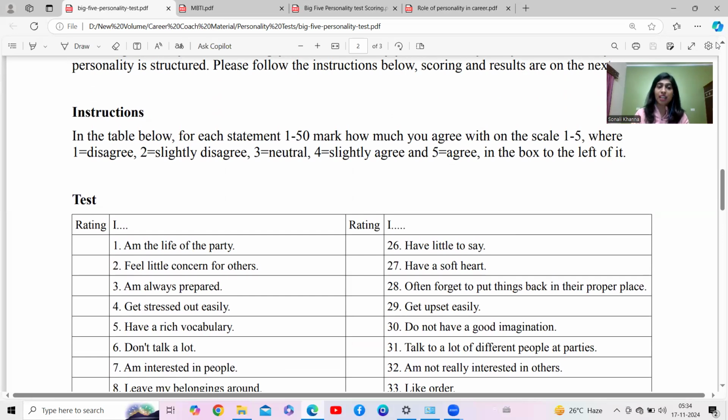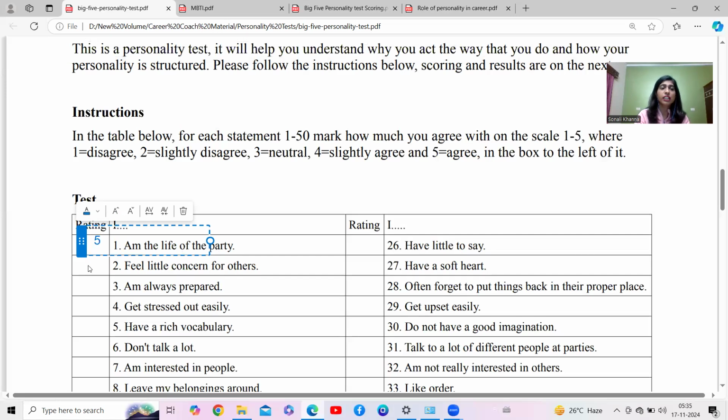So let's see. For example, I'll just solve it for you. I'm not going to solve the complete test. I'll just solve some part of it so that it becomes clearer. So let's say, "I am the life of the party." I completely agree. So I give myself 5. Then comes the second: "Feel little concern for others." Yes, I do not feel little. I rather feel more concern for others. So I will give myself 1.